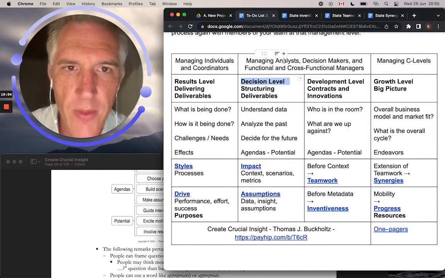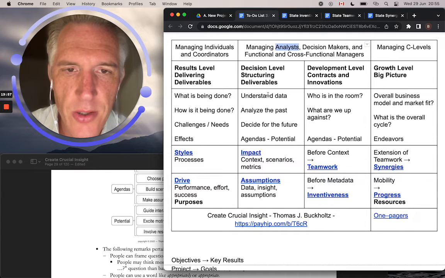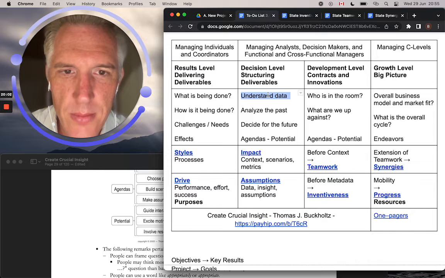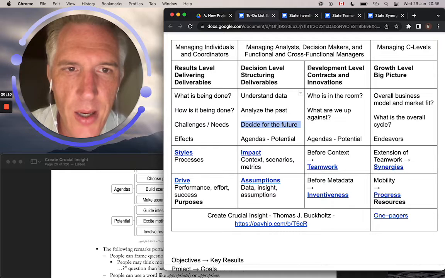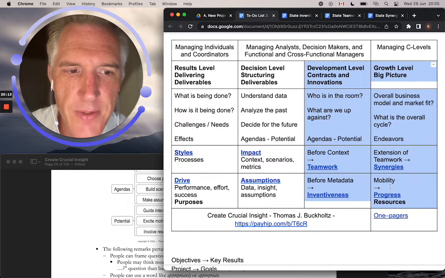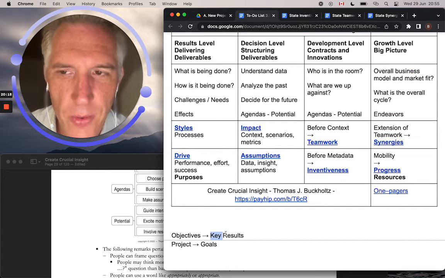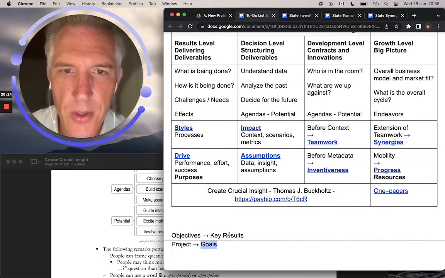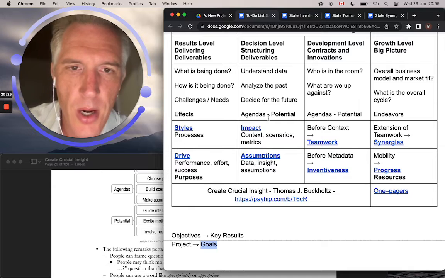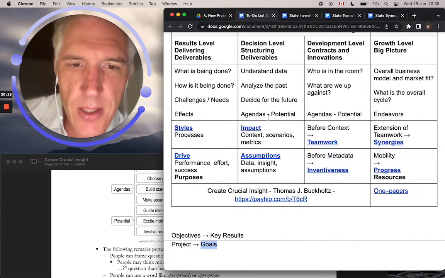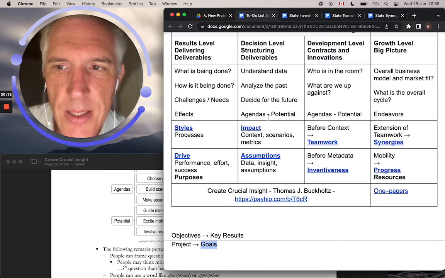So these guys now get their analysts together and they start to crunch the data. But that's the thing: crunch the data for what? Analyze the past of what? Decide for the future of what? The objectives and key results are already set at these levels. And now these guys have to create their own key results, their own objectives. They have to understand the project goals, and then they have to create their own goals. So I'm just talking my way through these things over and over again.